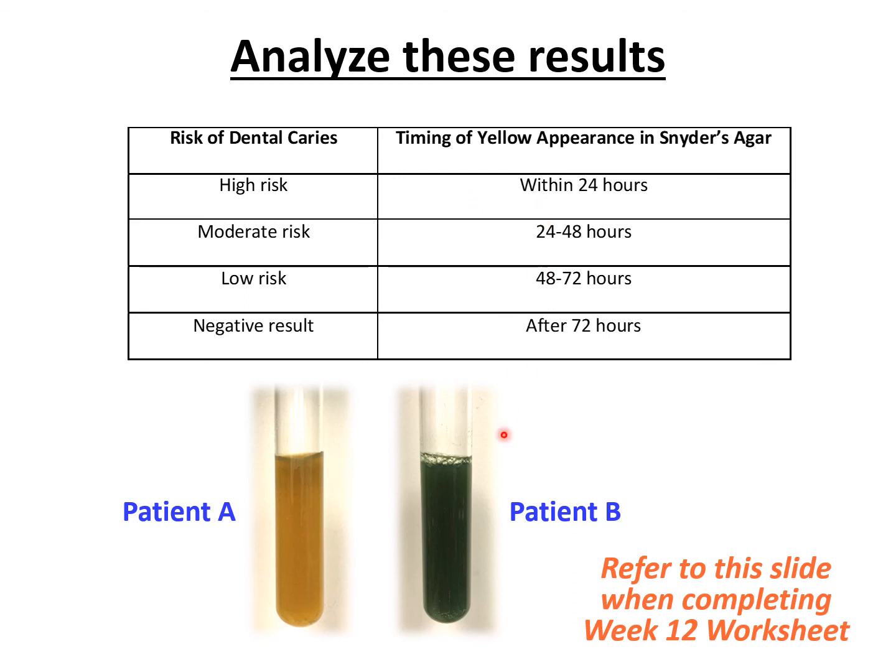If your tube goes from that greenish color to this yellowish color within 24 hours, you are at high risk of developing tooth cavities. If it took about 24 to 48 hours to turn yellow, you're at moderate risk. 48 to 72, you are at low risk of developing tooth cavities.